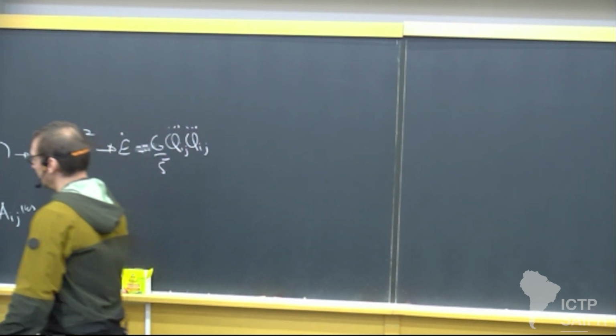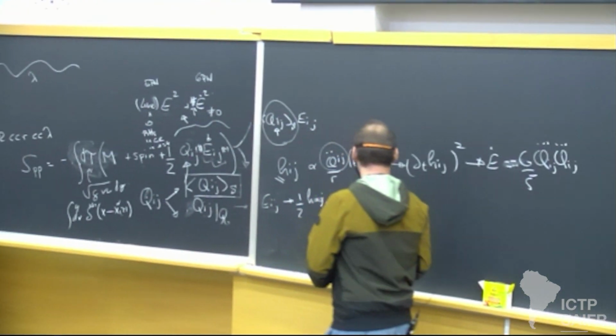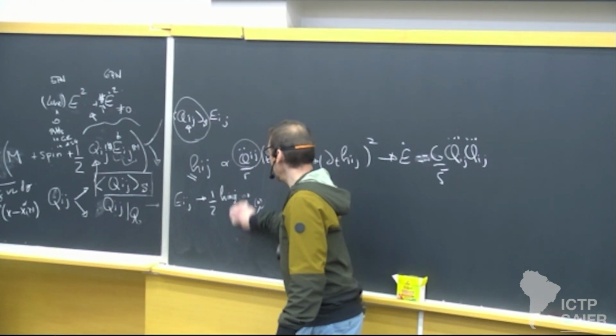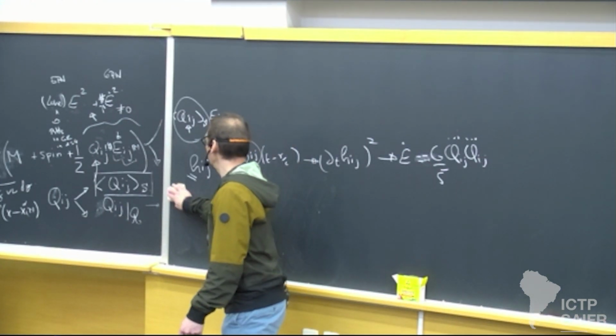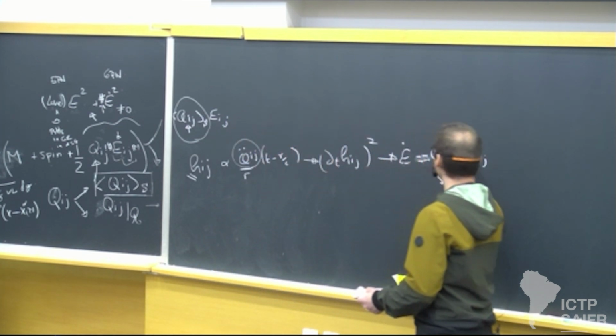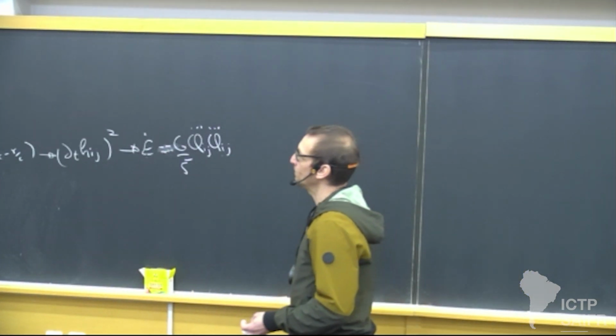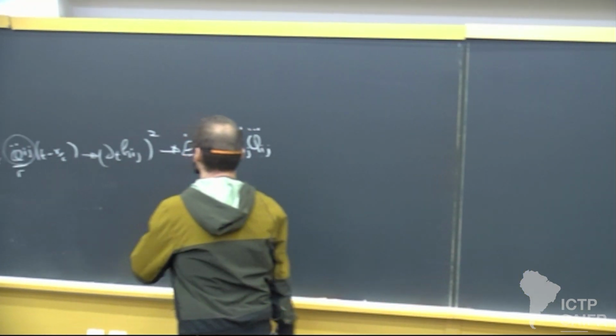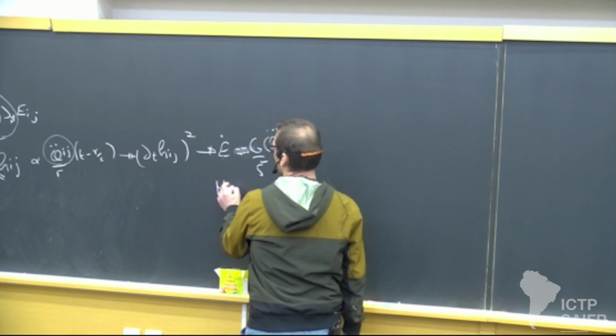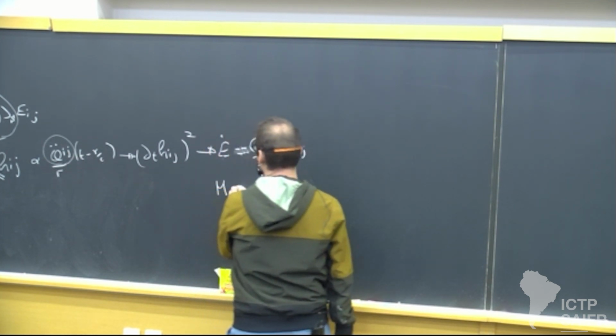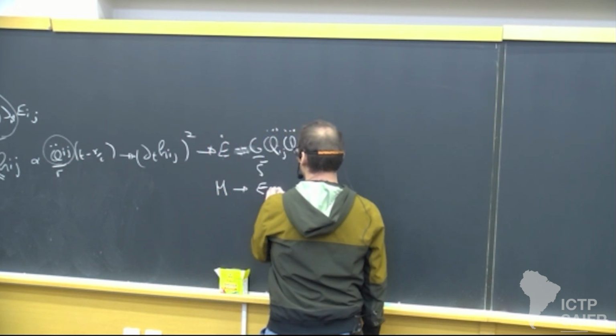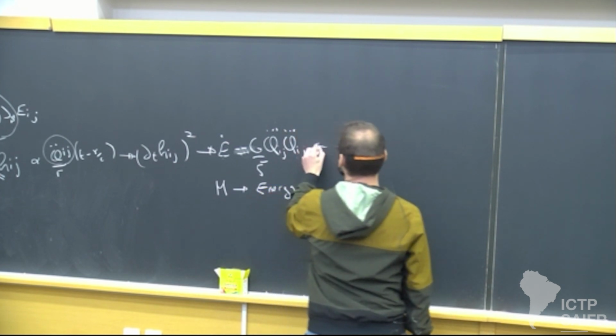So all of this is just to say that once you know the Q, we're in good shape because we can get this, right? The Q of the binary. And if we know M, the M of the binary now will be the energy. And this will be the flux.